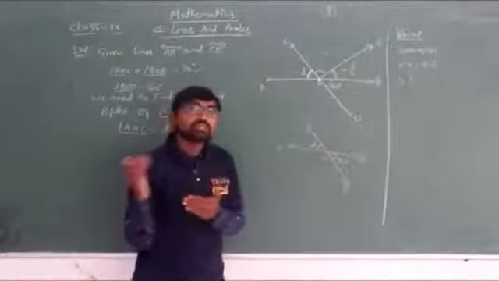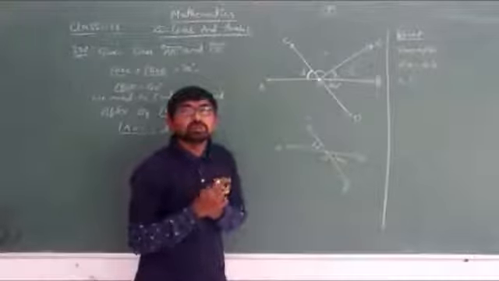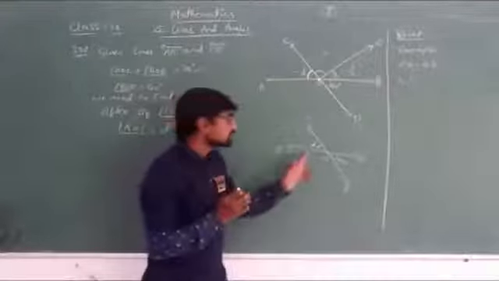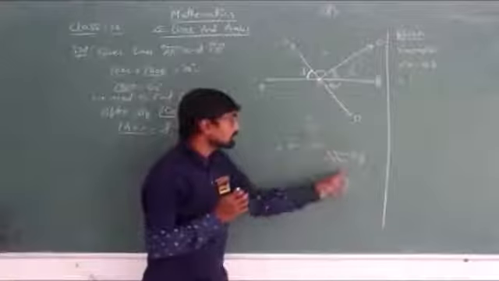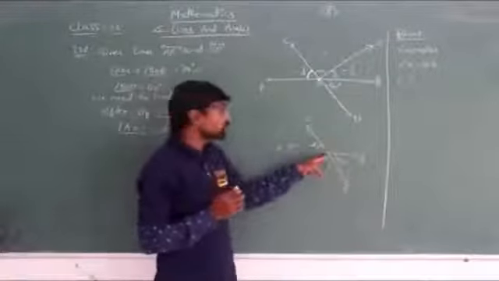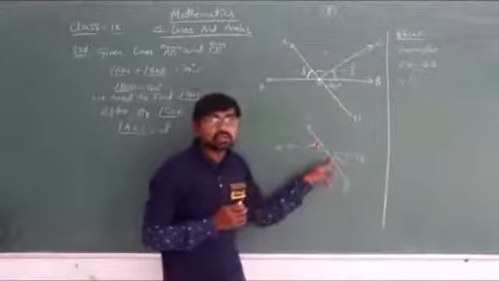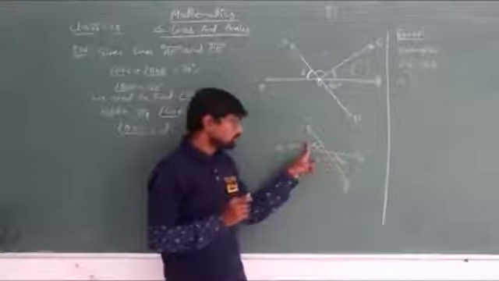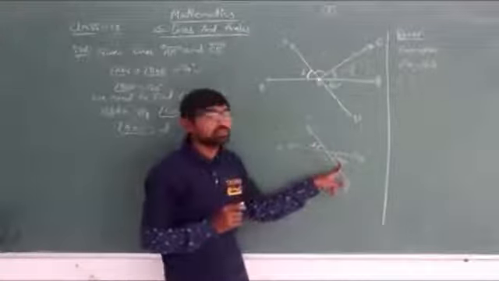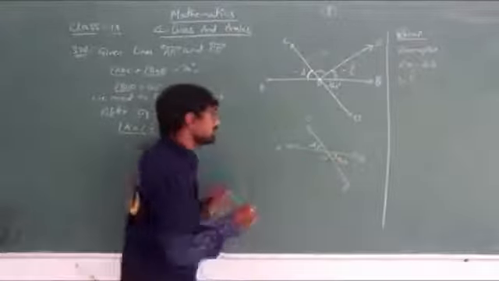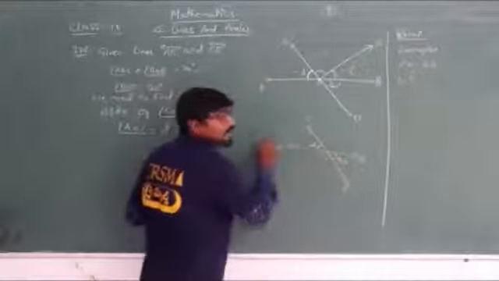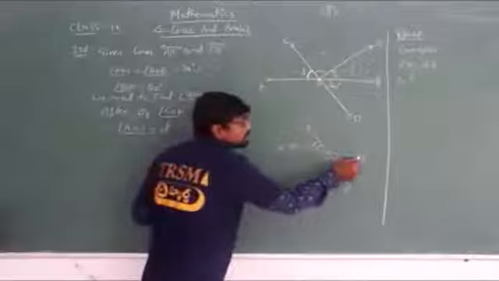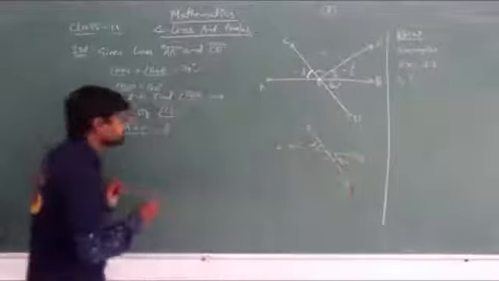Why? We have already discussed vertically opposite angles in our previous class. When two lines meet at one common point, the vertically opposite angles are the same, that is, equal. So this D value is equal to 40 degrees. It means that angle AOC is exactly equal to angle BOD, isn't it?